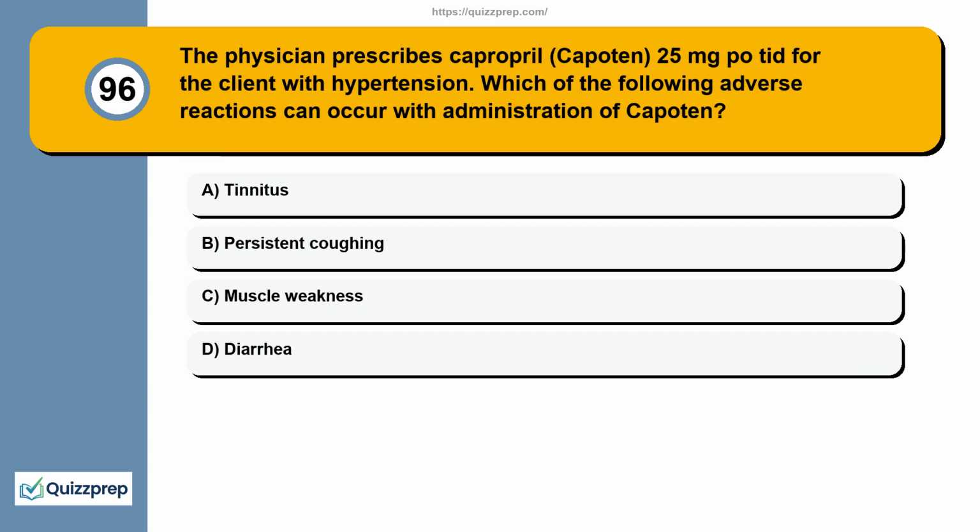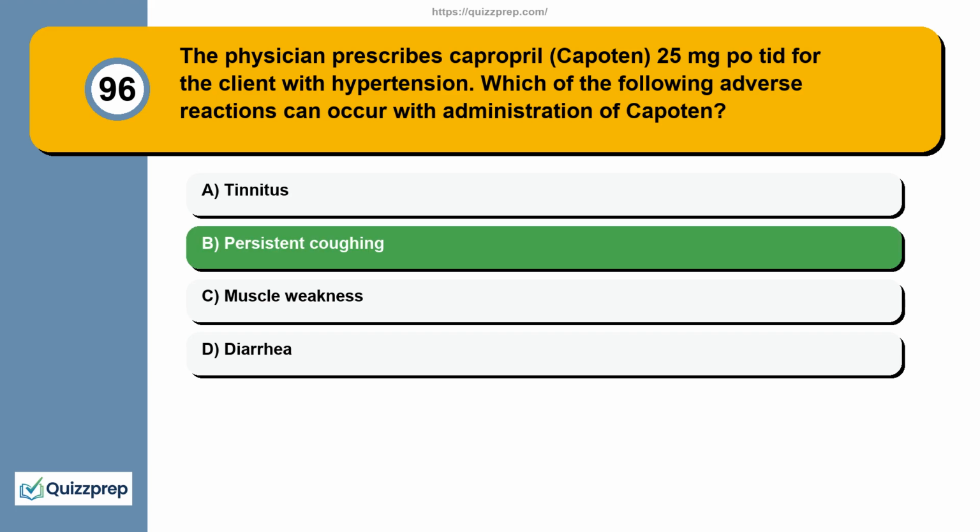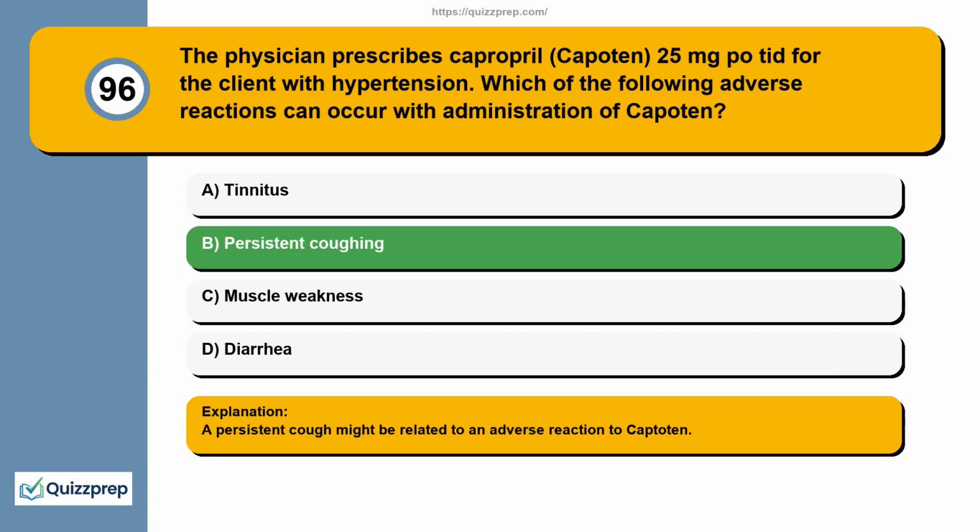Question 96. The physician prescribes captopril, Capoten, 25 mg TID for the client with hypertension. Which of the following adverse reactions can occur with administration of Capoten? Tinnitus, persistent coughing, muscle weakness, diarrhea. A persistent cough might be related to an adverse reaction to Capoten.